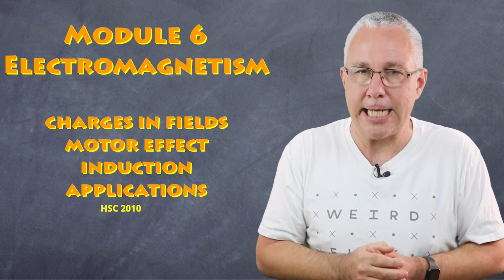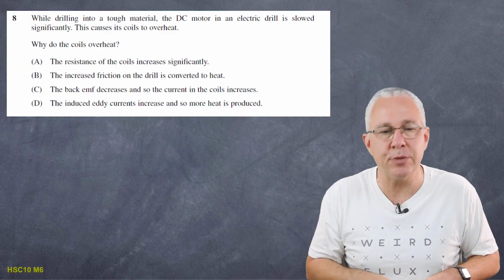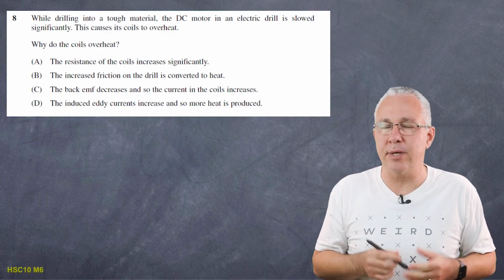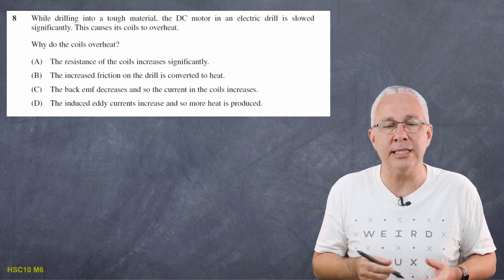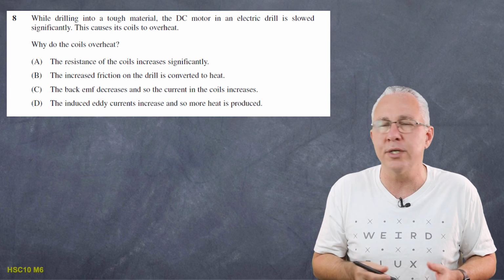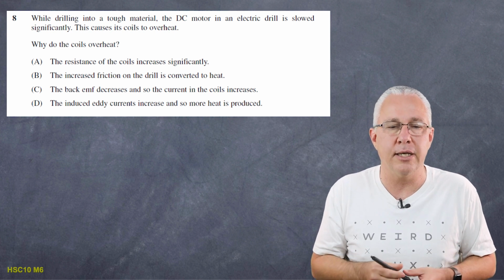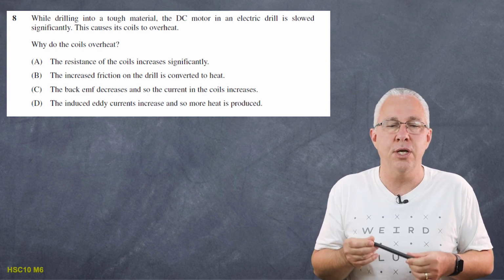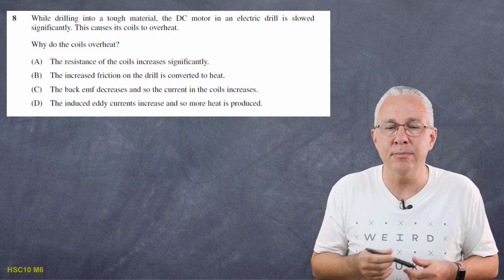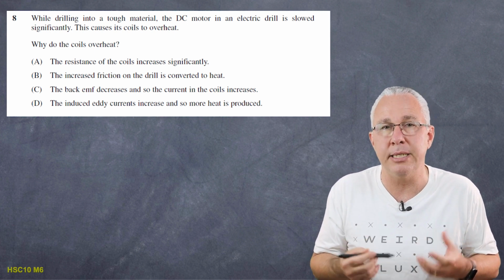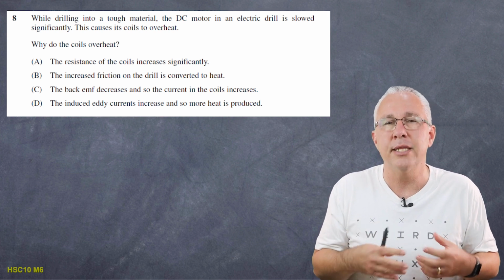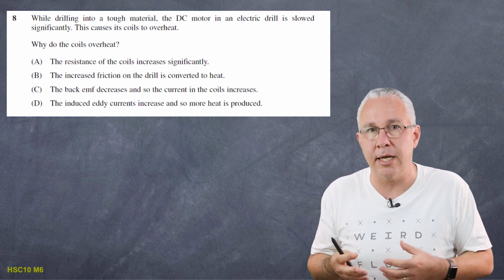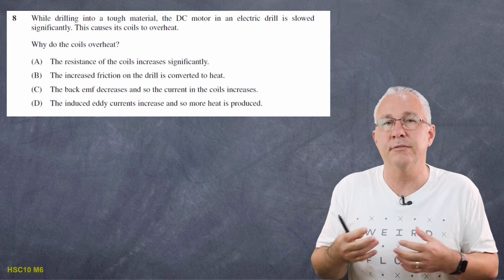So let's get started. Our first question is a multiple choice question, and it says, while drilling into a tough material, the DC motor in an electric drill is slowed significantly, and this causes its coils to overheat. And why do these coils overheat? Well, a DC motor in essence is a spinning coil in a magnetic field. As it turns, there is an automatic back EMF that lowers the effective voltage.